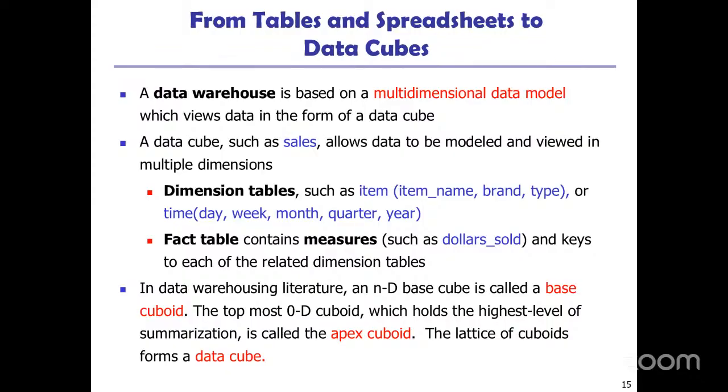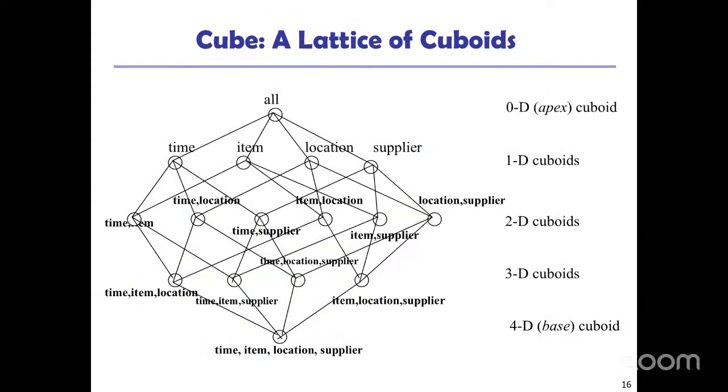A dimension table can be, for example, when we talk about item, it can have item name, item brand, and item type. And when we talk about time, it can have day, week, month, quarter, and year. And a fact table contains measures such as how many dollars sold, and keys to each of these related dimension tables. Just see the example cube.